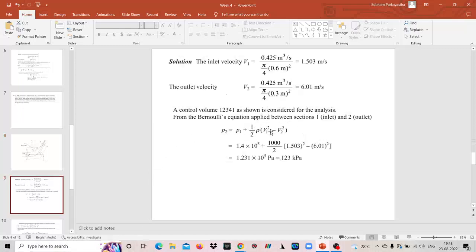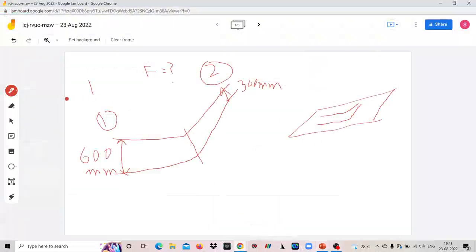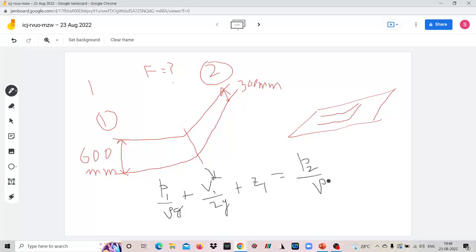Okay. From Bernoulli's equation. Now, if we apply Bernoulli's equation at section 1 and section 2, what can you write? You can write P1 by rho g plus V1 square by twice g plus Z1 is equal to P2 by rho g plus V2 square by twice g plus Z2.